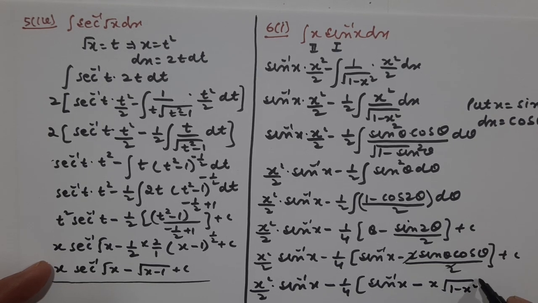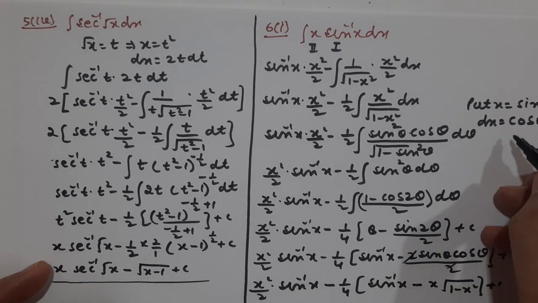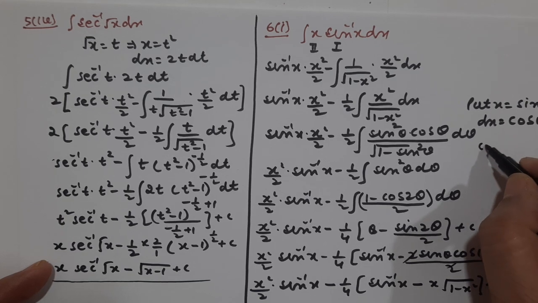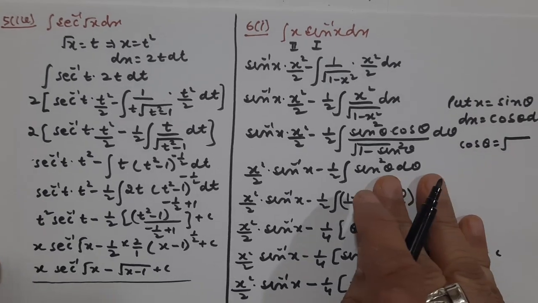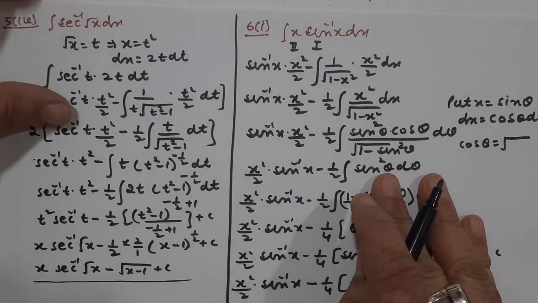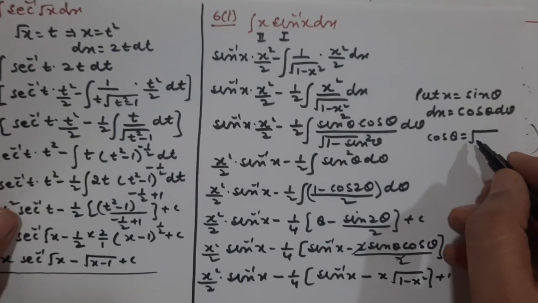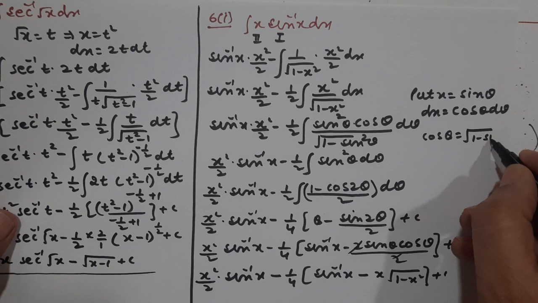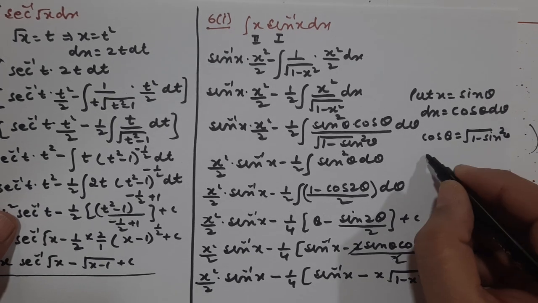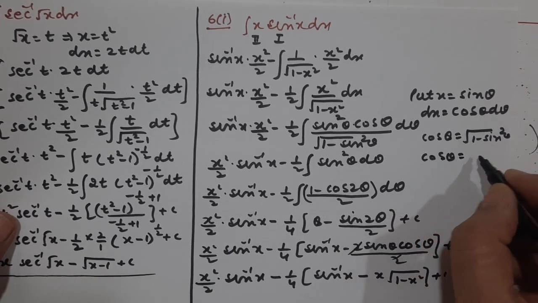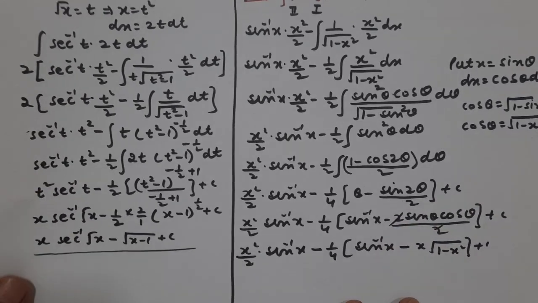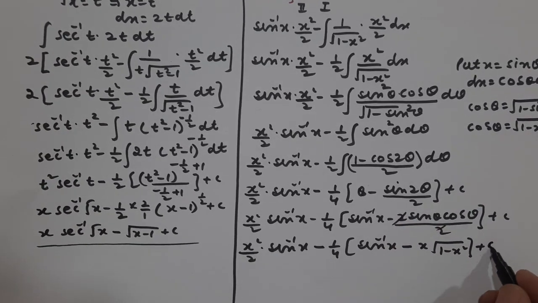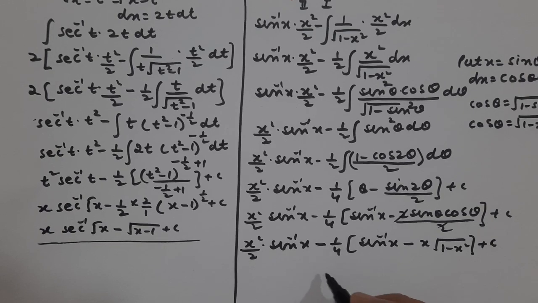So क्या बन जाएगा यहाँ पर? ऐसे आएगा. आई राइट हेयर कि अगर हमने cos थीटा की वैल्यू फाइंड करनी है, cos थीटा इक्वल टू अंडर रूट, यू कैन सी हेयर दैट cos थीटा इज इक्वल टू अंडर रूट 1 minus sine square. So cos theta will be equal to under root 1 minus x square, like this. So this is the answer, students.